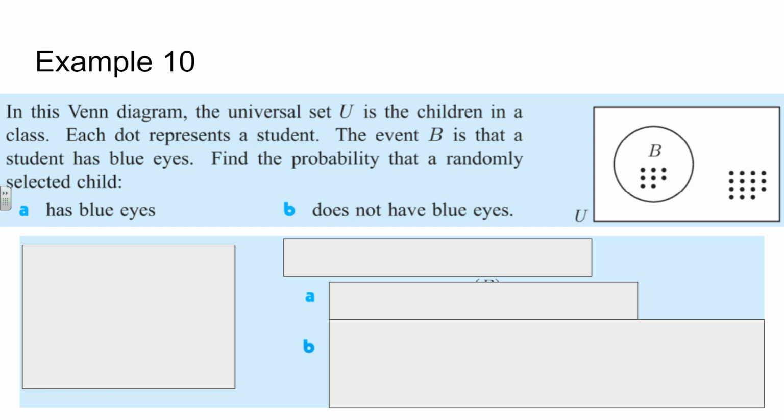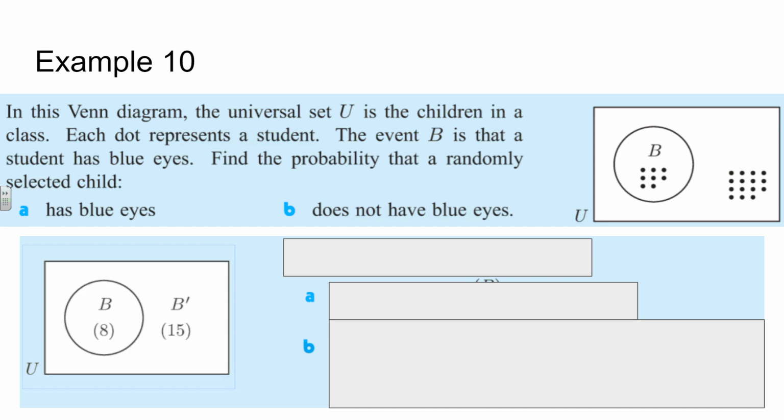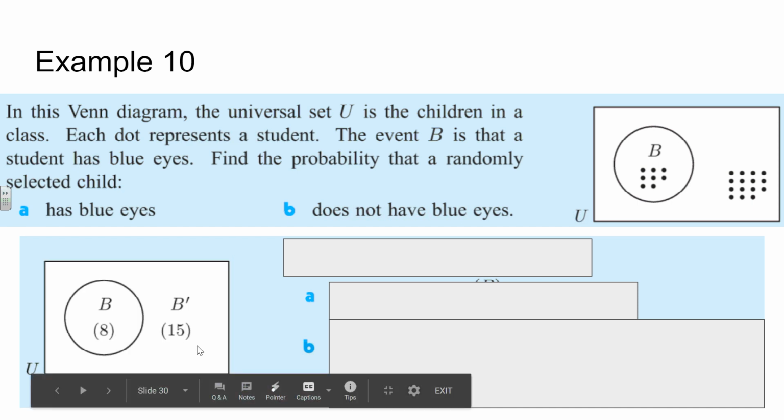Example 10, talking about Venn diagrams. It says in this Venn diagram, the universal set U is the children in a class, and each dot represents a student. Event B is that the student has blue eyes, and find the probability that a randomly selected child has blue eyes. Okay, so if I look at it, I see that there are 8 dots inside event B, and there are 15 dots not in event B, giving us a total of, what is it, 23 total students here. So I have 8 in, 15 out.